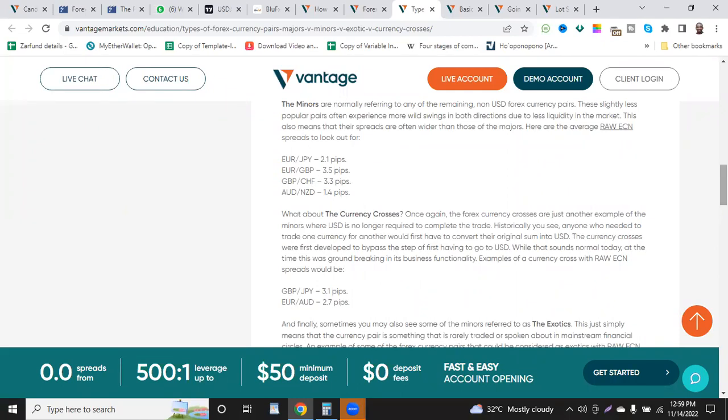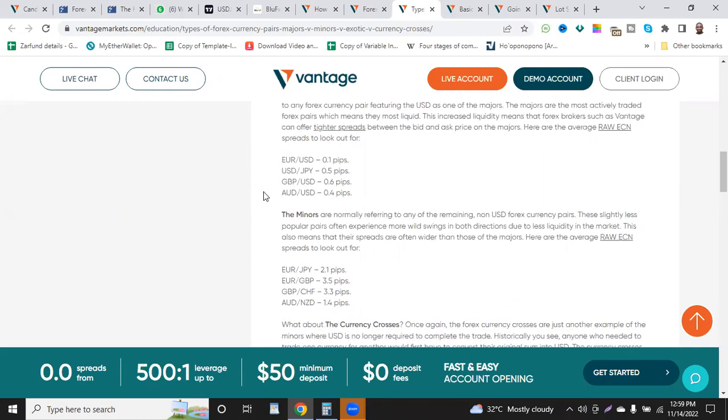So let's look at the major currencies. You will notice the major currencies always have the US dollar in them. Euro USD, USD JPY, GBP USD, AUD USD. These are just a few. There's USD CAD, there's NZD USD, and there's USD CHF. Those are still major pairs, but they are not shown here. Now, all of them have very low spreads.